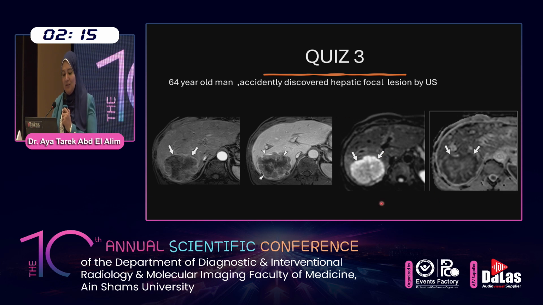What do you think? It's a 64-year-old male, accidentally discovered hepatic focal lesion by ultrasound. It's a typical appearance. What do you think? It's cholangio. Cholangio has arterial enhancement, and this is the target. Look, this is the target, diffusion restriction in the periphery. It's very characteristic for cholangio, with arterial enhancement and gradual filling in.